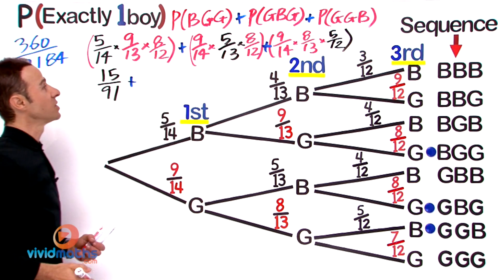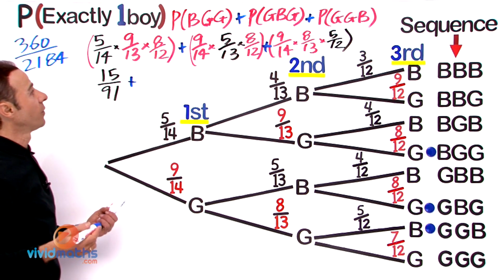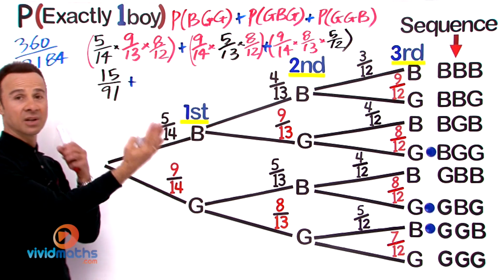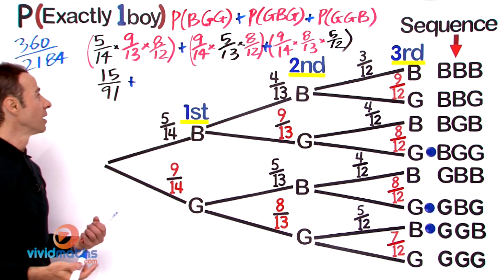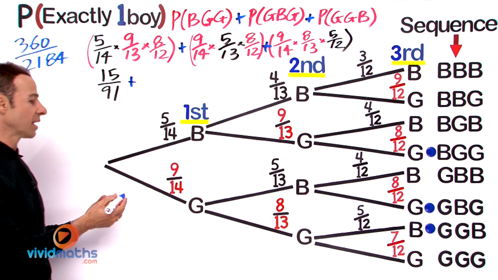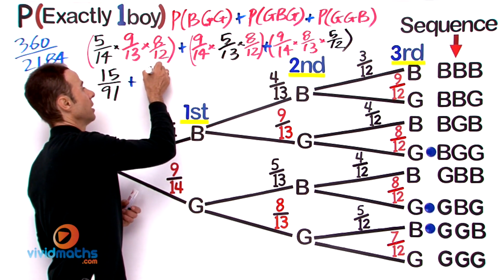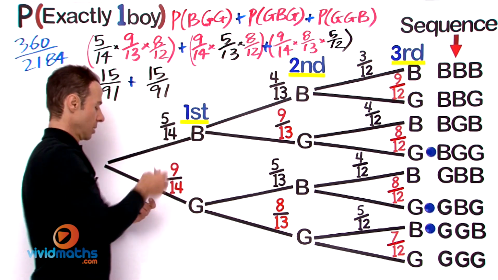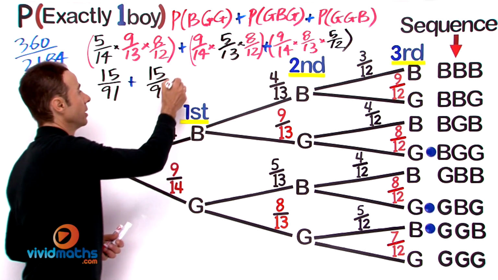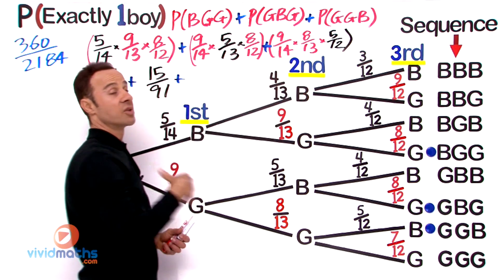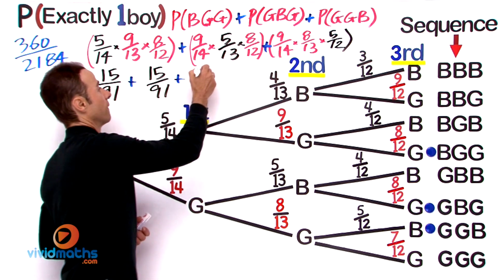Now, let's bring the or over here. So the same thing happens here. It's 9, 5 times 8, 14, 13, 12. It's going to be exactly the same. It's in a different order, but it's going to be the same number. So that's going to give us, again, 15 over 91. Let's write that in. Or let's put the or in. And again, on the last one, it's the same numbers in a different sequence. So again, that's going to give us 15 over 91.